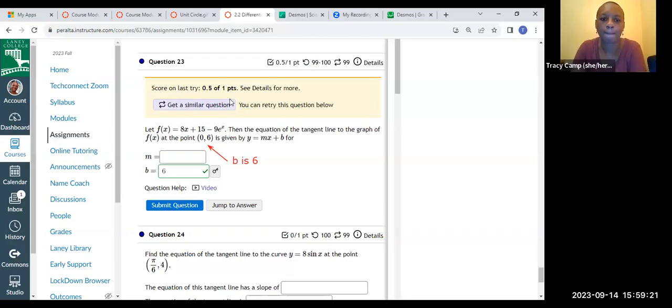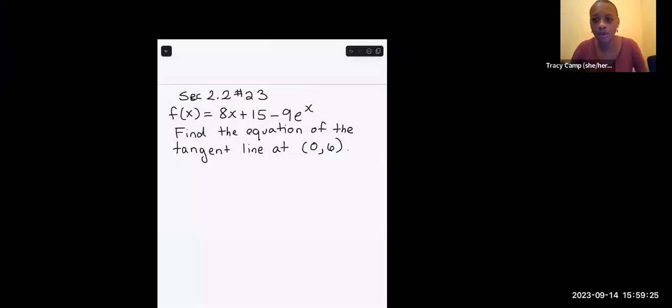So the first thing with finding the equation of the tangent line is you have to find out what the slope is, and the slope of the tangent line is always the derivative. So we're going to find the derivative.